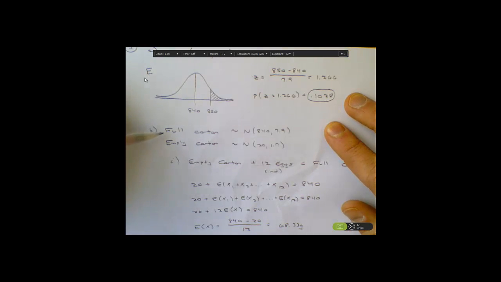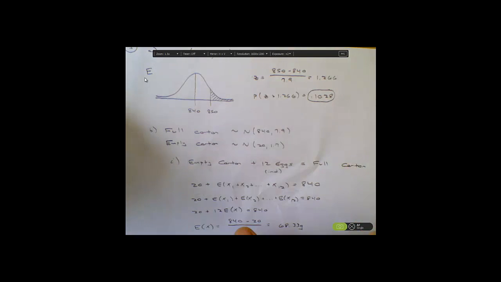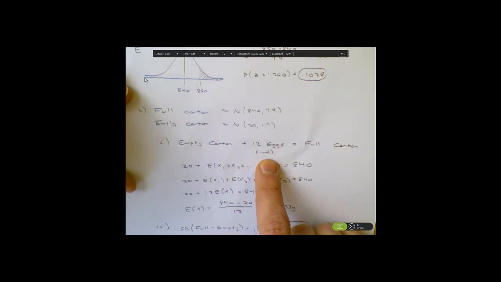Part B, this starts to get a little more complex. They want to know what the mean of a single randomly selected egg is. Well, there's a lot of things we have going on. We have a full carton that's normally distributed, the weight of the empty carton that's normally distributed. When I take the empty carton plus 12 eggs whose weights are independent, it told me that in the problem, that's going to equal the weight of a full carton.